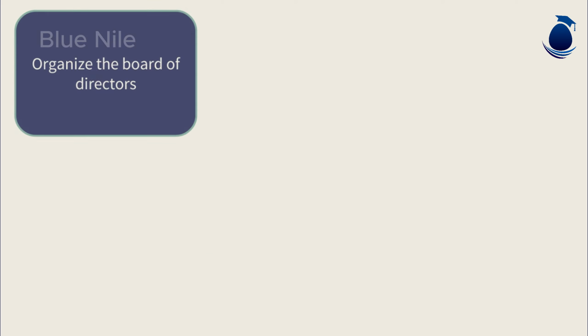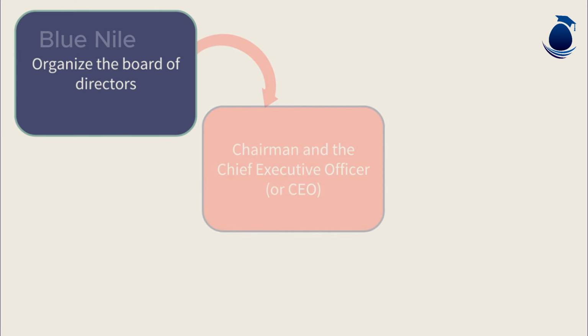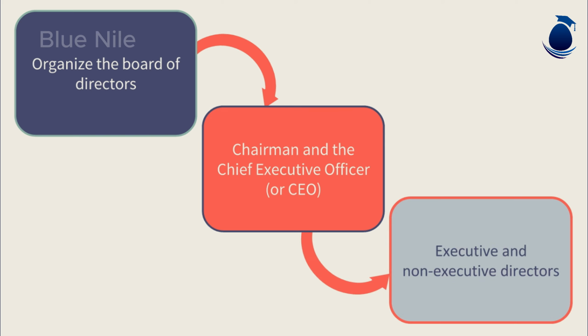In practical terms, in order for these principles to be implemented, the company must organize the board of directors so that responsibilities are shared and decisions are made fairly. Heading up the board of directors should be the chairman and the chief executive officer, or CEO. The chairman should be a non-executive director and lead the board to ensure strategic decisions are made in the shareholders' interests. The next tier of management would consist of executive and non-executive directors.